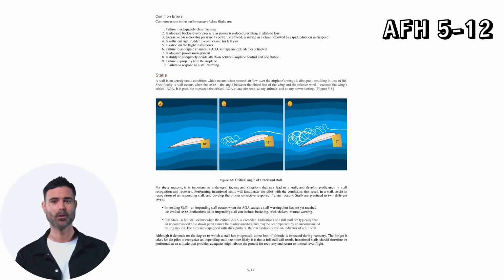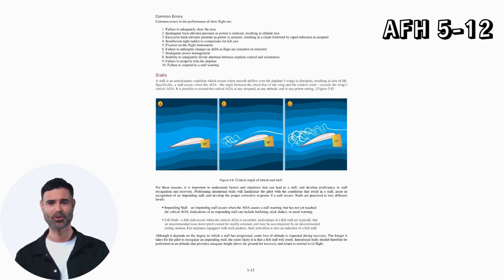7. Inadequate power management. 8. Inability to adequately divide attention between airplane control and orientation. 9. Failure to properly trim the airplane. 10. Failure to respond to a stall warning.